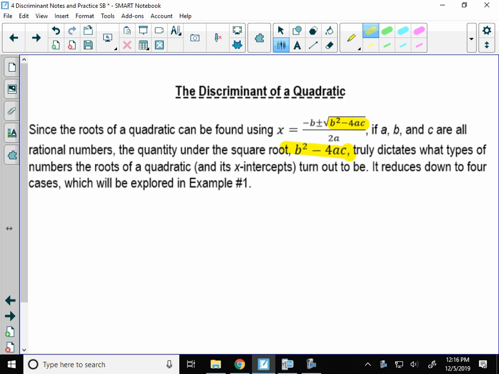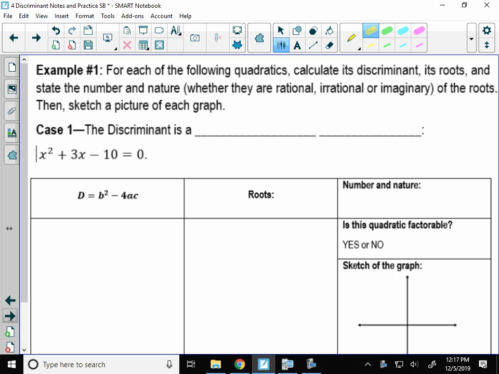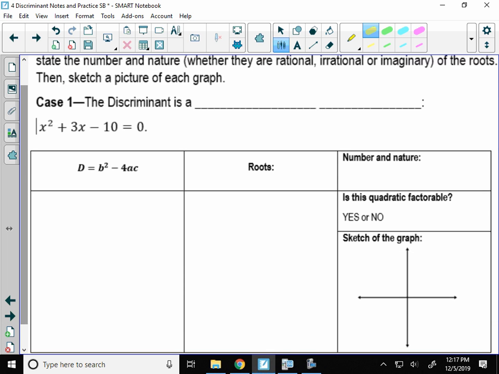It's what we called the radicand yesterday, which is the stuff under the radical. But for the quadratic formula, it gets a special name called the discriminant. It's b squared minus 4ac. And the discriminant is going to tell us some nice things about our graph. And we're going to explore those 4 cases with the charts below. Alright, so for each one, we're going to calculate the discriminant, and then we'll come back and fill in the blank. So case 1 here, I have a quadratic x squared plus 3x minus 10.